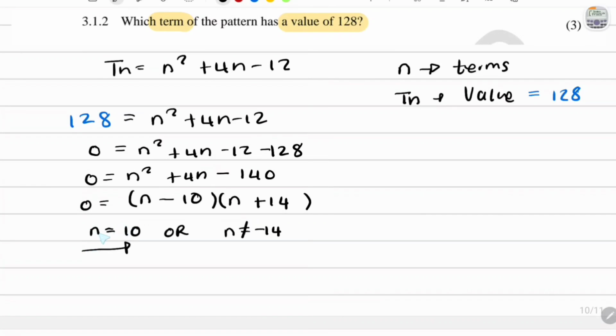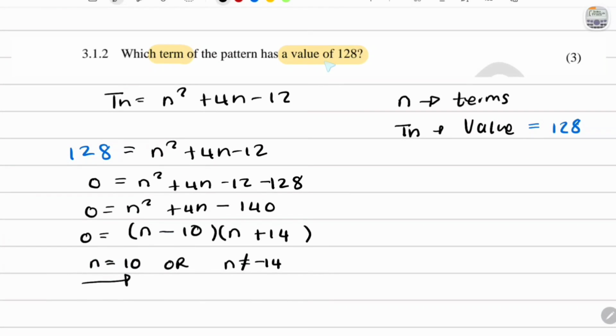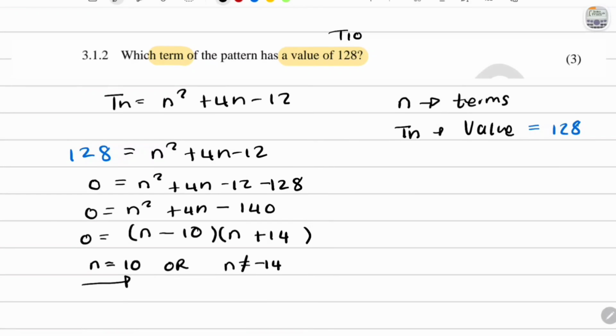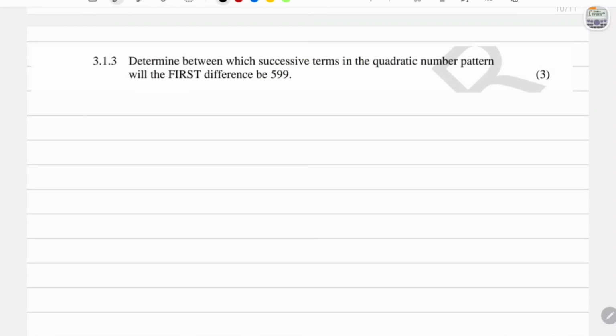Okay, so this is our solution. n is equal to 10. So the 10th term has a value of 128. And moving on to the next question. Okay, and then we're on 3.1.3, which says, determine between which successive terms in the quadratic number pattern will the first difference be 599.